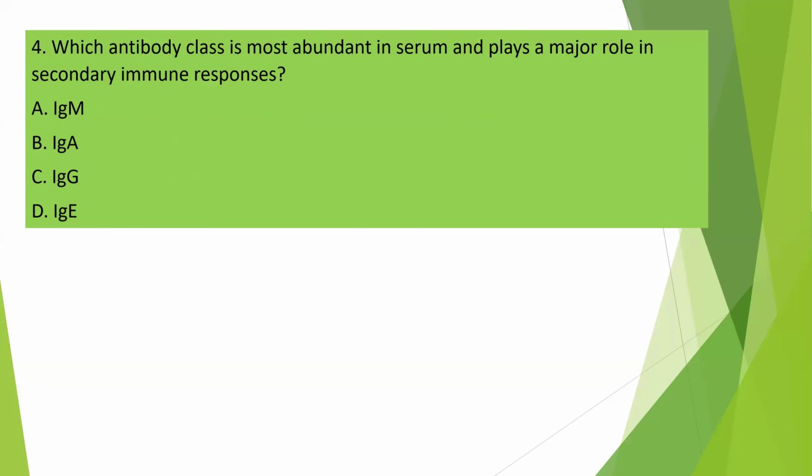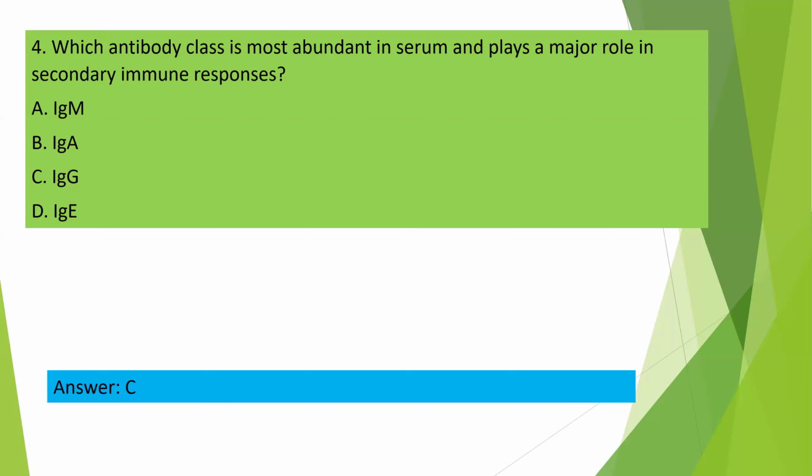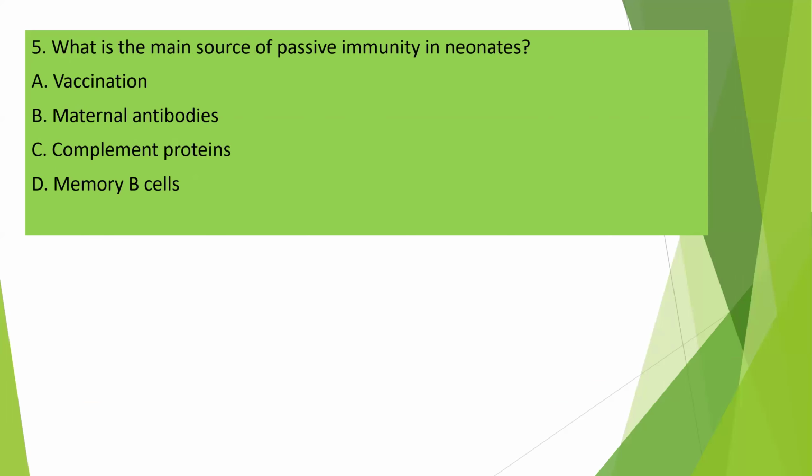Okay. Which antibody class is most abundant in serum and plays a major role in secondary immune response? IgG. Okay, correct. The primary is IgM, secondary it becomes IgG. And so you're right. What's the next question?